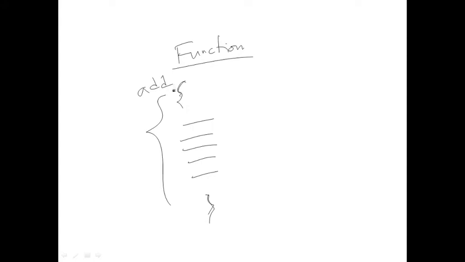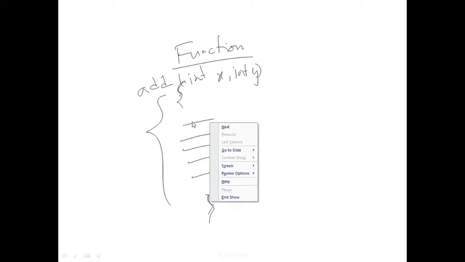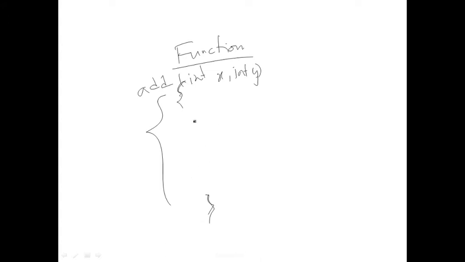Suppose we want to add two integers. In this case we have a function called add, and it will add integer x and integer y. Inside the function, we have an integer, suppose z, a local variable, and z is equal to x plus y, and we can return z. Why are we returning z?